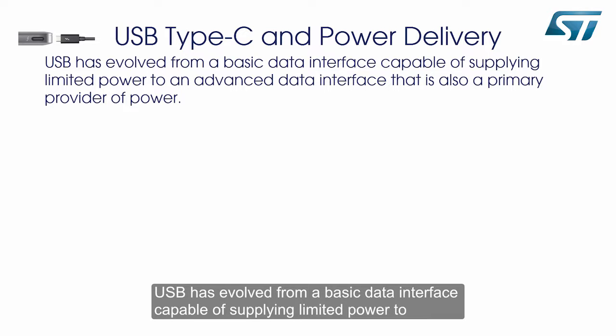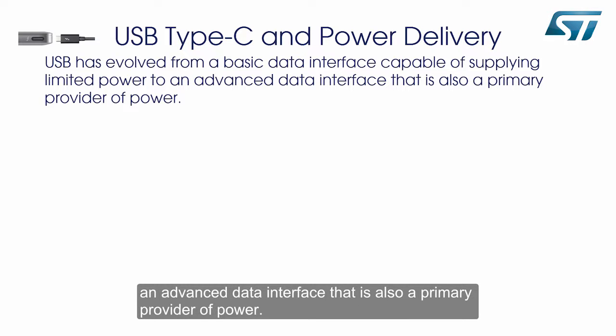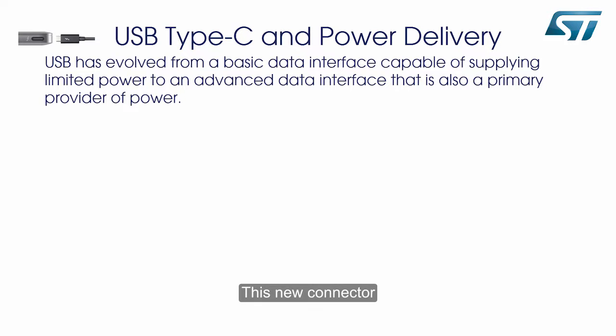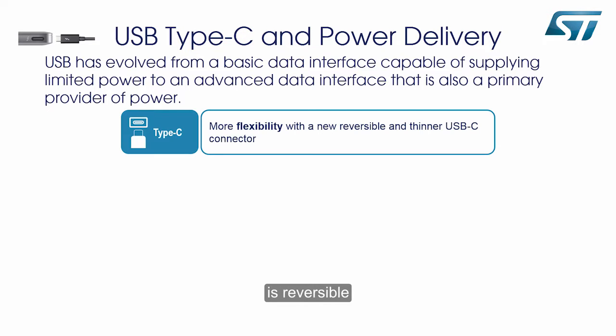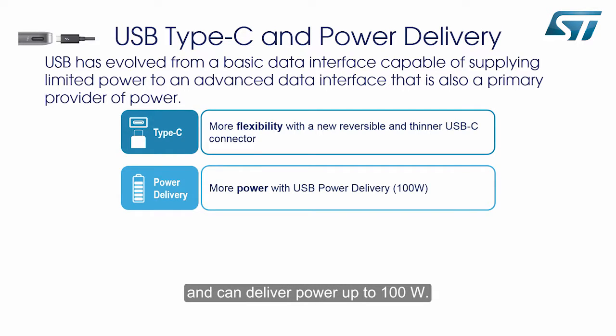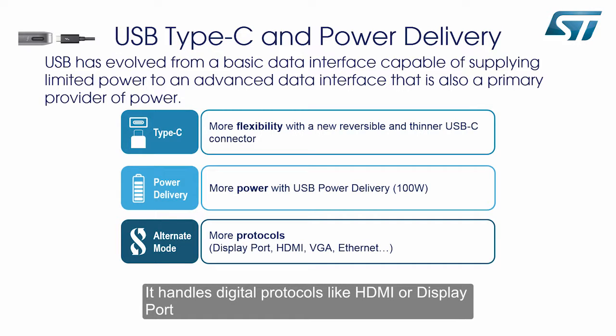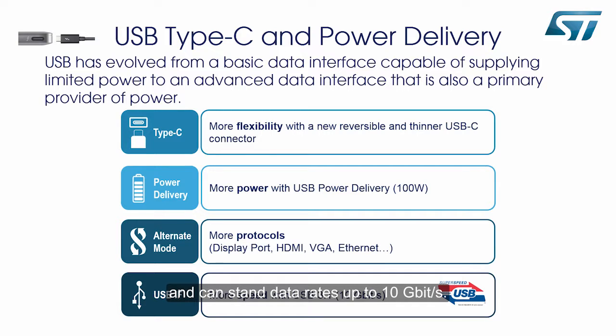USB has evolved from a basic data interface capable of supplying limited power to an advanced data interface that is also a primary provider of power. This new connector is reversible and can deliver power up to 100 watts. It handles digital protocols like HDMI or DisplayPort and can support data rates up to 10 gigabits per second.